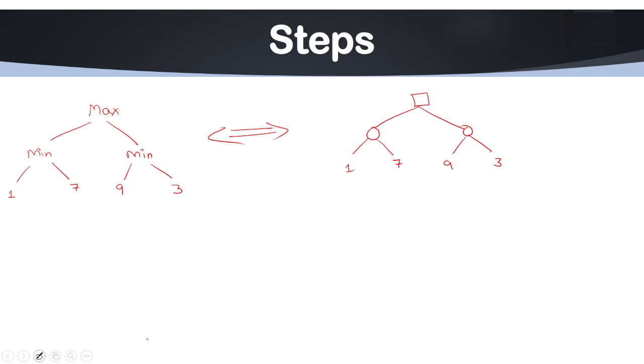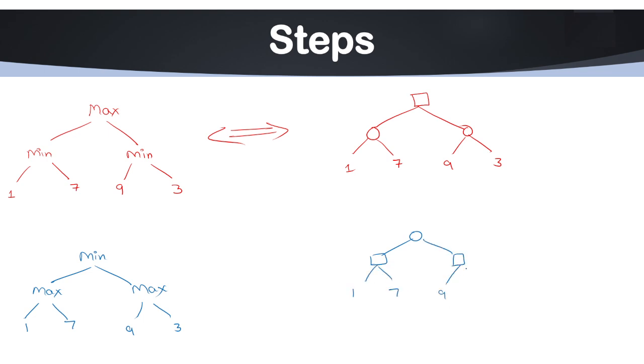Other than this, we can also have a tree where, let's say, here we have a min value, here we have a max value, another max value, and 1, 7, 9 and 3. It can also be represented as a circle and two small squares. The values can be 1, 7, 9, 3. So this is the basic representation of the min-max search algorithm. Right? I hope students everything is clear till now. If you have any doubt, you can definitely share in the comment section.